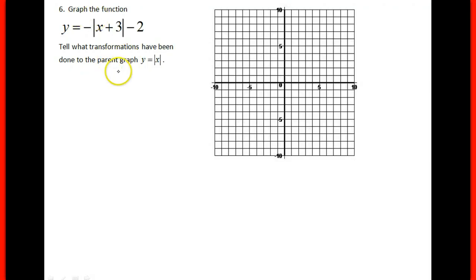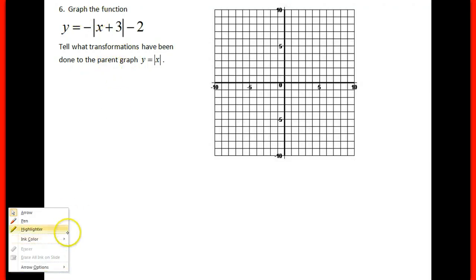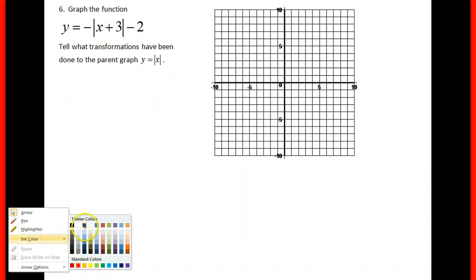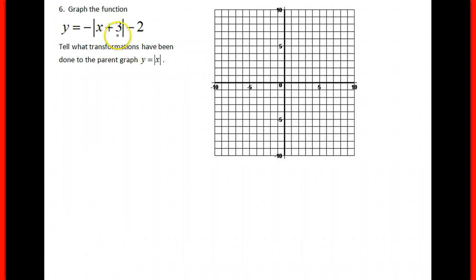Okay, in this question we're asked to graph this absolute value function, and we have to talk about the transformations that are being done. First up, the -1 that's on the outside will accomplish an x-axis flip, we'll say. Reflection over the x-axis.